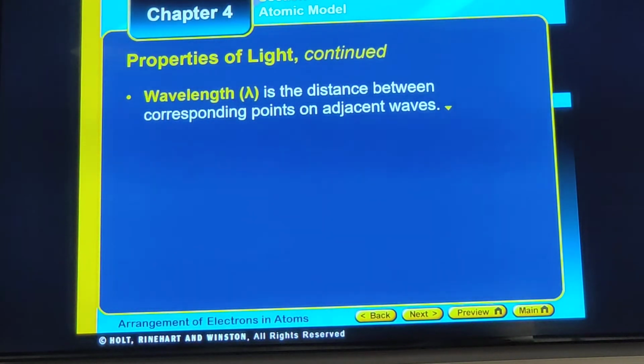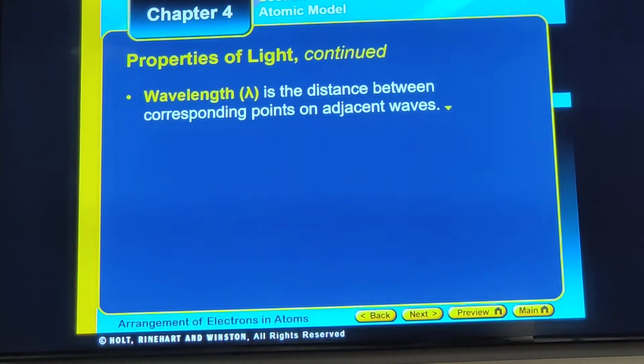So that's the Greek letter lambda, and it represents the wavelength, and it's just the distance between two corresponding parts of waves. Most people will define it as between one crest and the next crest, or one trough and the next trough, or something like that. But that would be the wavelength. It's a distance. So this one is measured in meters, because it's a distance.